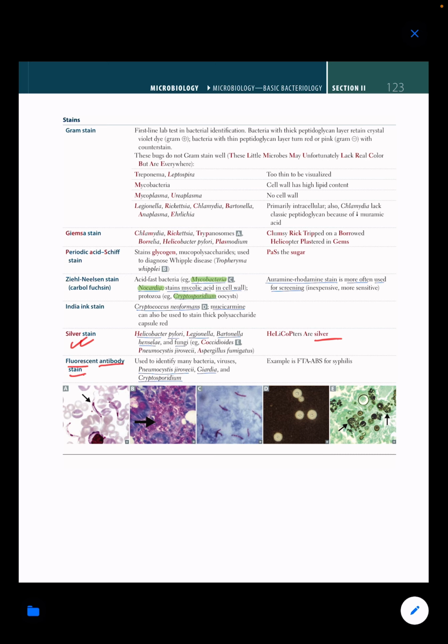The last one is fluorescent antibody stain. It is used mostly, for example, for the FTA-ABS test for syphilis. It is used to identify many bacteria, viruses, Pneumocystis jirovecii, Giardia, and Cryptosporidium. All right.